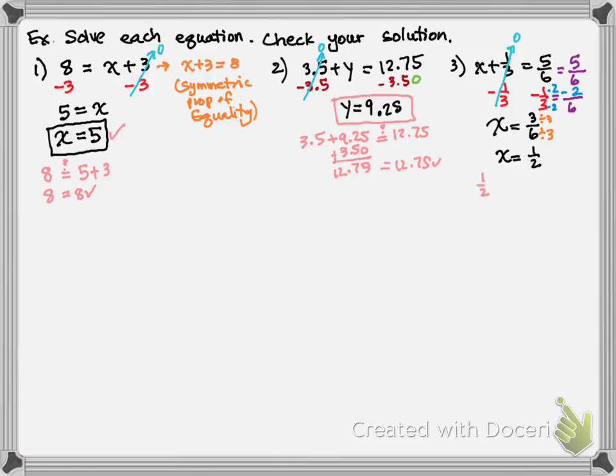So we have 1/2 plus 1/3, and we want to know, does that equal 5/6? So again, I need to come up with a common denominator of 2 and 3, which would be 6. So I would multiply the denominator 2 by 3 and the numerator by 3, multiply the denominator on the second fraction by 2 and its numerator by 2. And 3/6 plus 2/6 is 5/6. And there we go. So, yep, x equals 1/2.